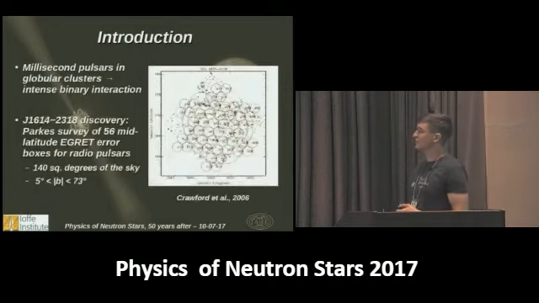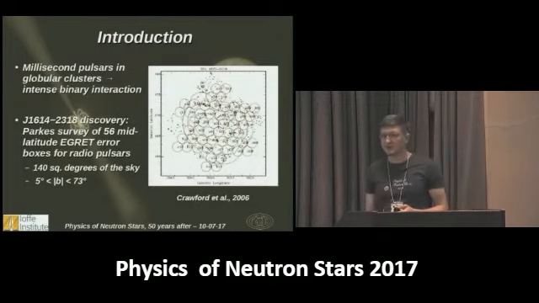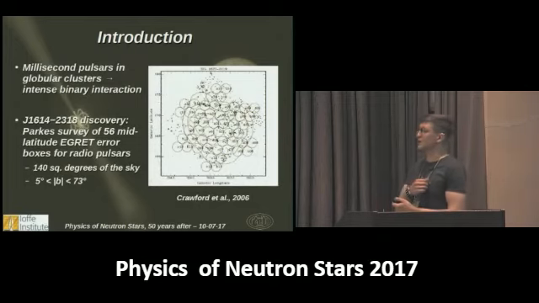I'll focus more on millisecond pulsars. As I said, millisecond pulsars are bound in binary systems with their companions, such that they undergo a period of matter transfer from them. They're normally found in globular clusters, such that the crowded environment in the cluster can help them gain their companion more easily.